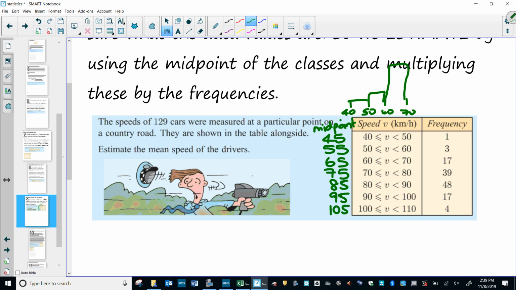Okay, so we found our midpoint. Now that has given us a data value that we can actually use in the same way as we did before when we had our frequency tables. So we still need to do some multiplying, but not using our range, but our new midpoint column. So now we're going to have here midpoint multiplied by frequency.